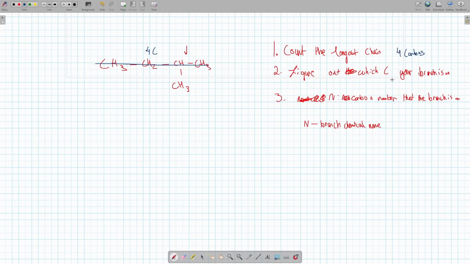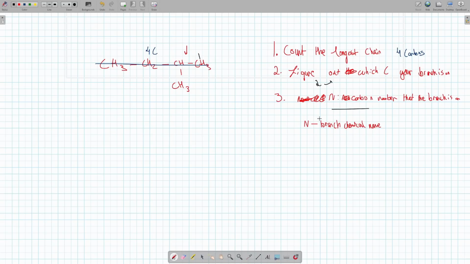Next, figure out which carbon your branch is on. Let's start counting from left to right: 1, 2, 3. So my branch is on the 3rd carbon. What if I started counting from the right? You get 1, 2, and now your branch is on the second carbon. Which one do you choose, the smaller or bigger? Smaller, so we're going to say 2. You always need to check both, counting from the right and the left.